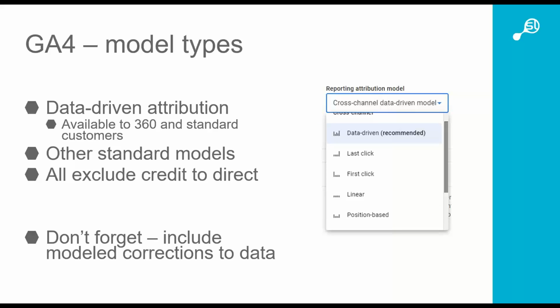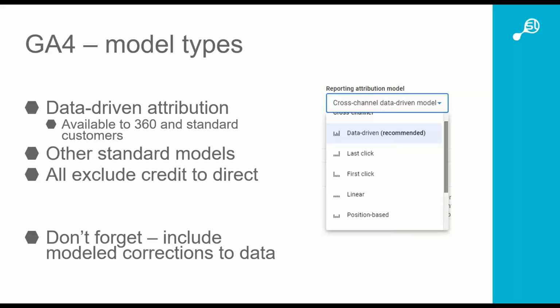In regards to model types, there's lots of the standard models, first click, linear, position-based models, but the big one really is this cross-channel data-driven attribution is now available to everybody. So it used to be the luxury of people that were buying 360. It's now available in the standard version, which is great really, because being able to join those dots and going back is a big thing.